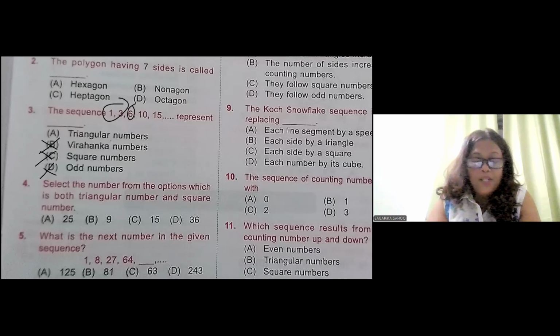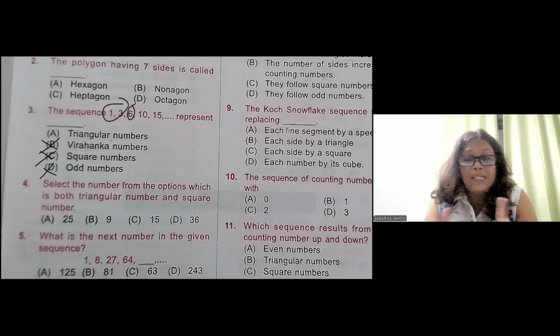So just leave it. So the option left is number A. But I have to make you understand why it is a triangular number, and for that you need to understand what a triangular number is. All right, so let me explain graphically in a drawing way so that it makes it clear in your mind.